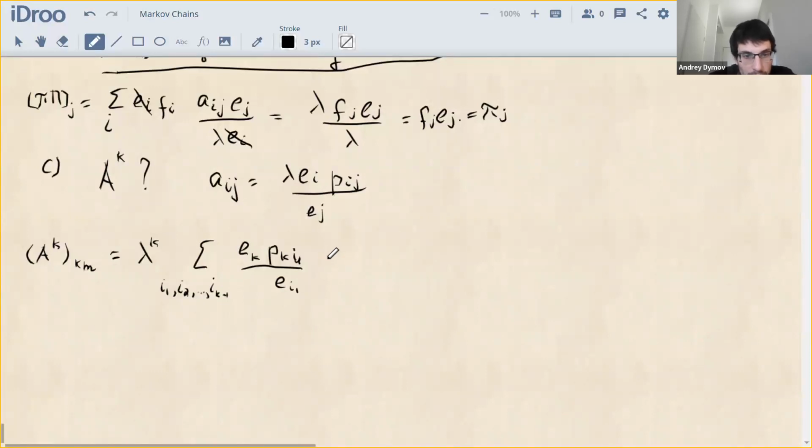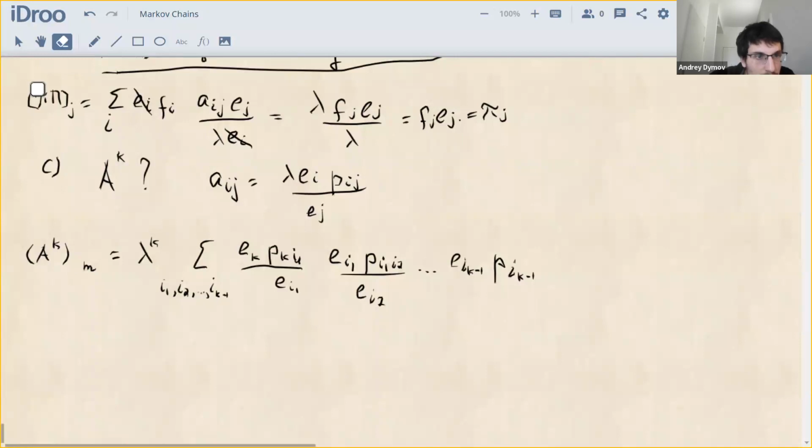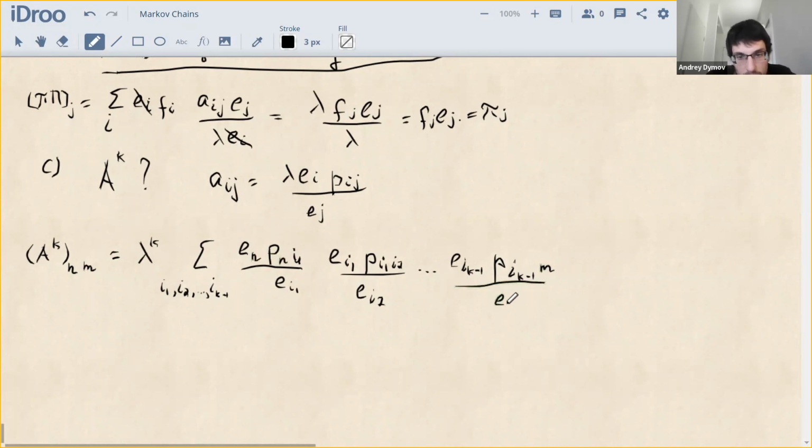Then what we have? We have E_i1, P_i1 i2 over E_i2, etc. And the last one will be E_{i_{k-1}}, P_{i_{k-1}} m. Sorry, I have some problem because I have two different k's, so let it be n instead of k. And then here I also should replace k by n. Yeah. i_{k-1} m over E_m, right?